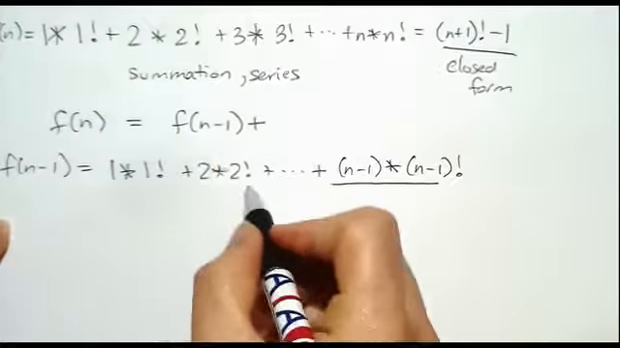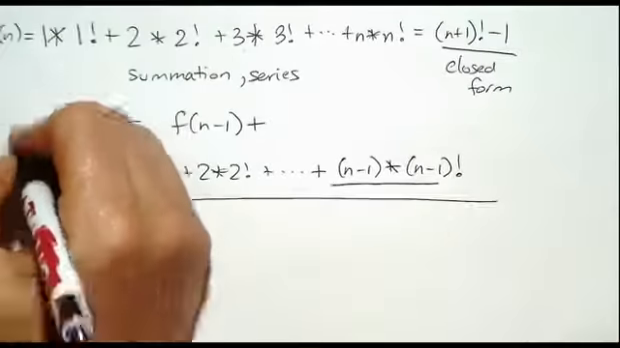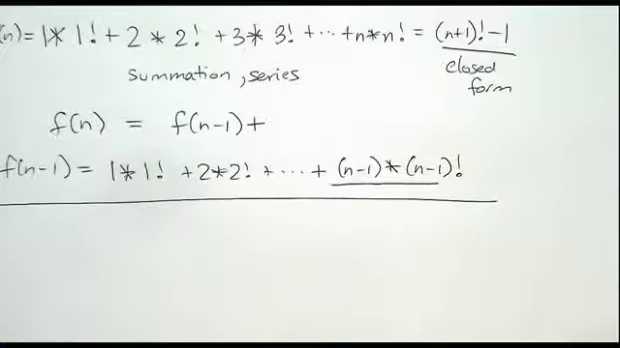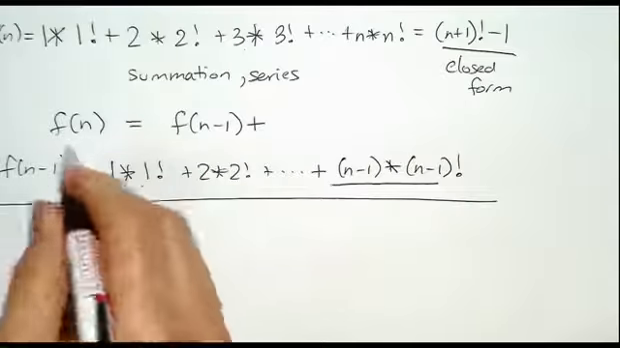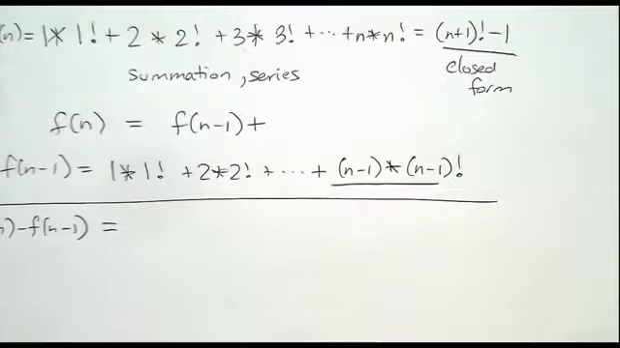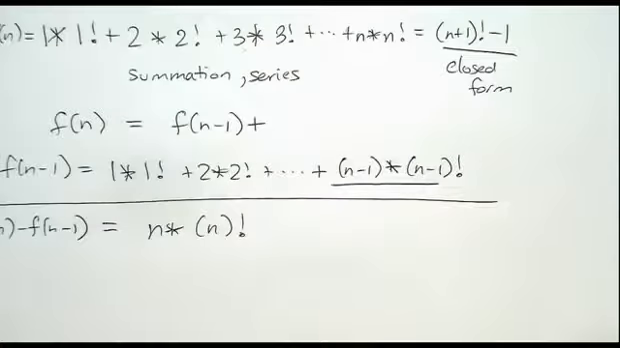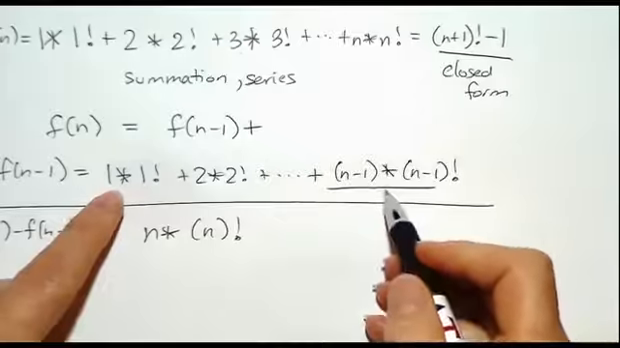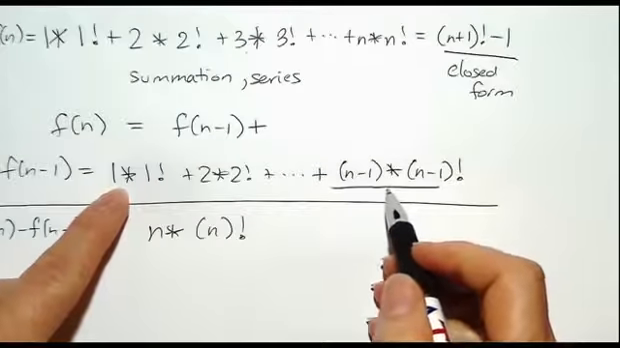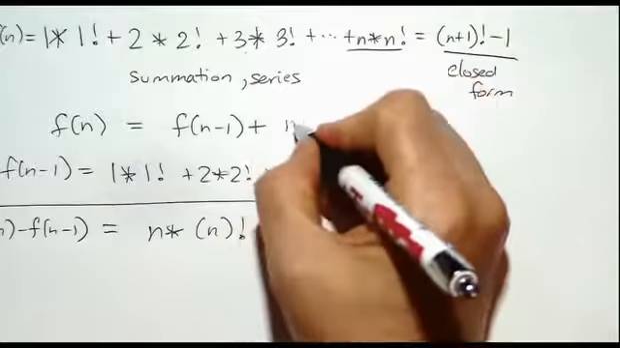So now that you know what this is, what's the difference between these two? If you don't know what this is, I can subtract them. So what do I get if I subtract the left-hand side of f of n and f of n minus 1? Over here, I just get f of n minus f of n minus 1, right? What do I get on the right-hand side? I just get n times n factorial, right? Because all these other terms line up. All the terms in f of n minus 1 are actually in f of n. So the only difference is this last term on f of n, so I can just write this.